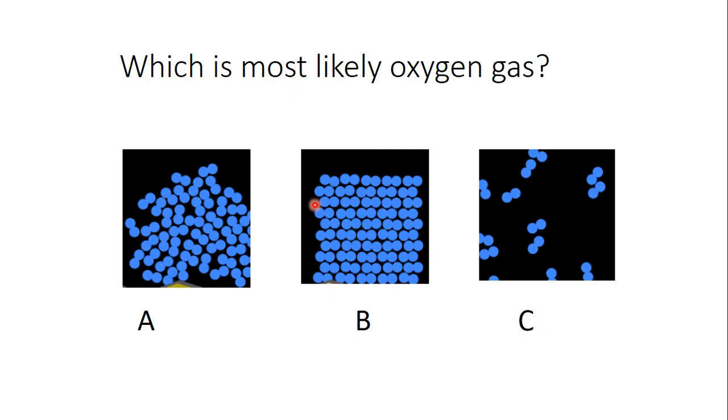Now here's a little quiz for you. We have three choices, A, B, and C. Which of these choices is most likely to be oxygen gas? Pause the video and think about it. And the answer is C. You can see that all the oxygen molecules, each one of these two-atom units is one oxygen molecule, are very far apart. Here we have solid oxygen, as the molecules aren't far apart.